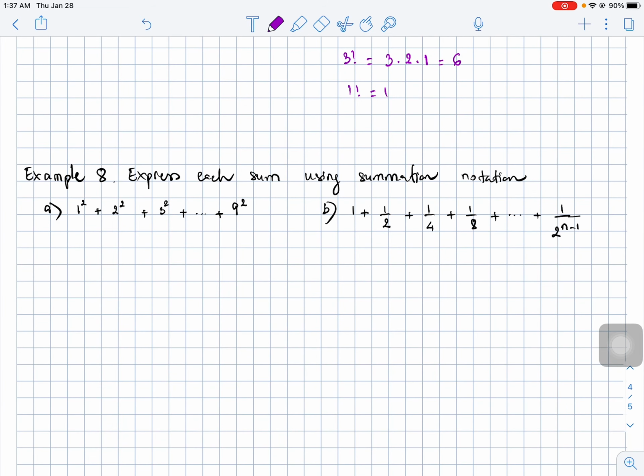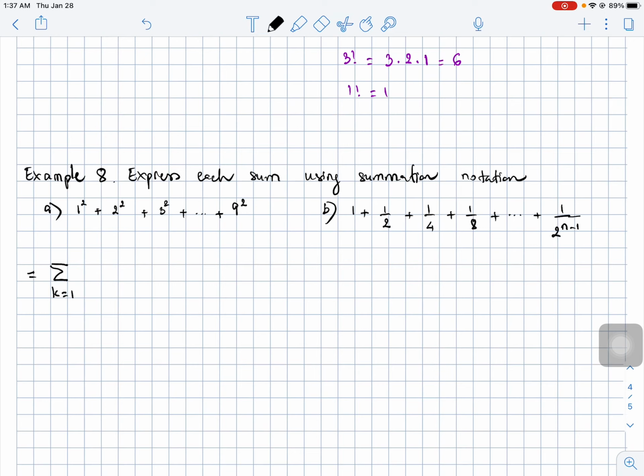Example number 8 is the opposite of example number 7. So we have the expanded form, and now we need to write it in summation notation. So you can use k to represent this. So k will start from 1.